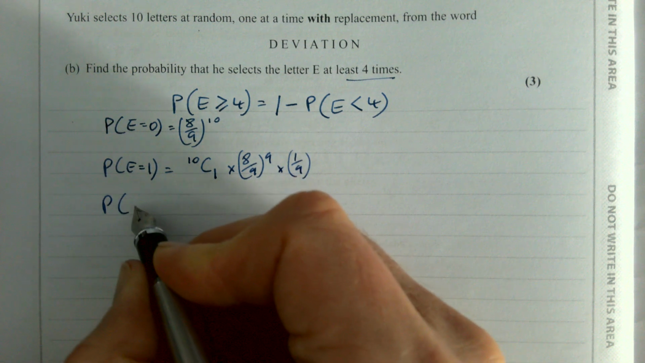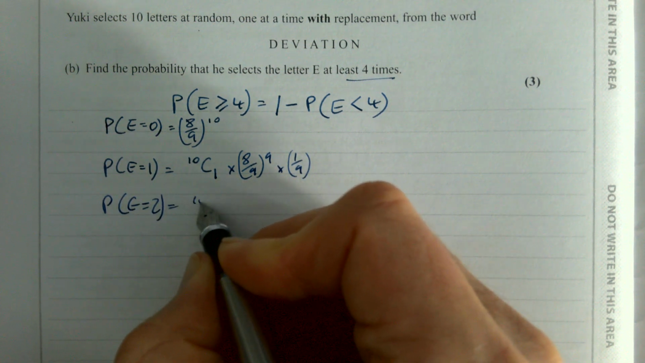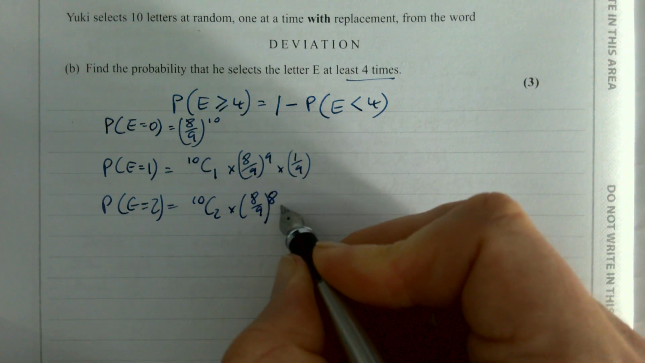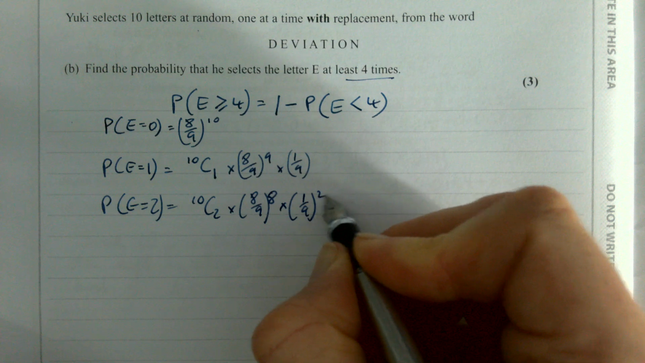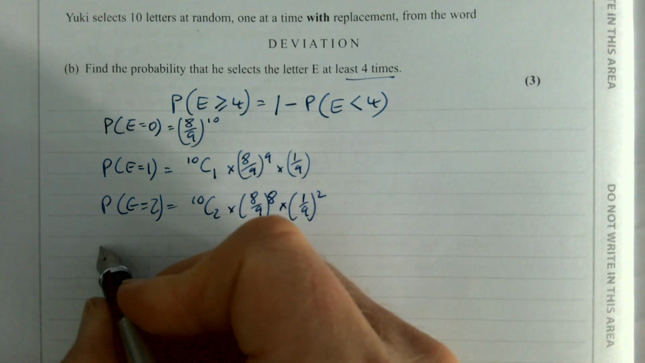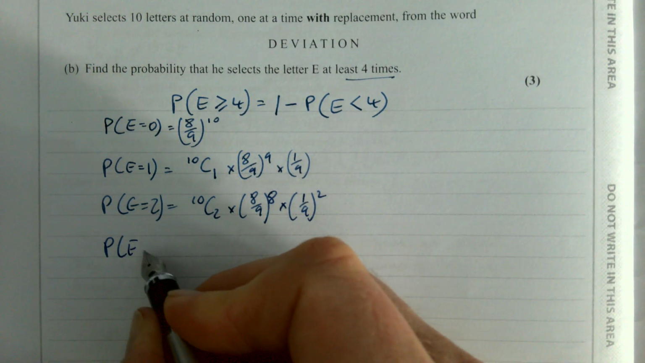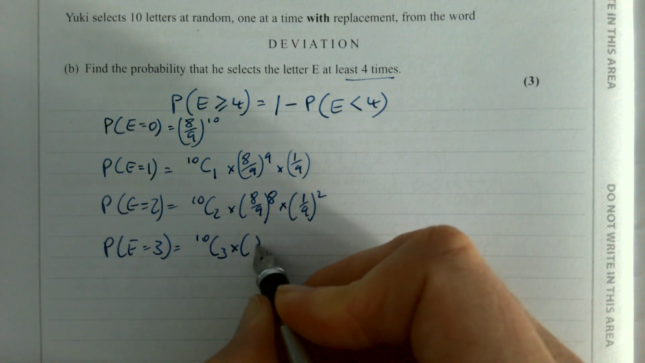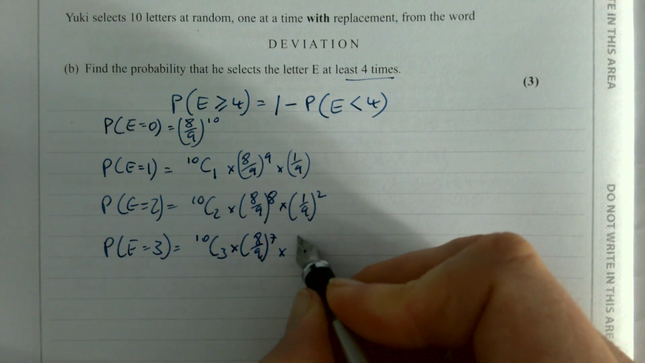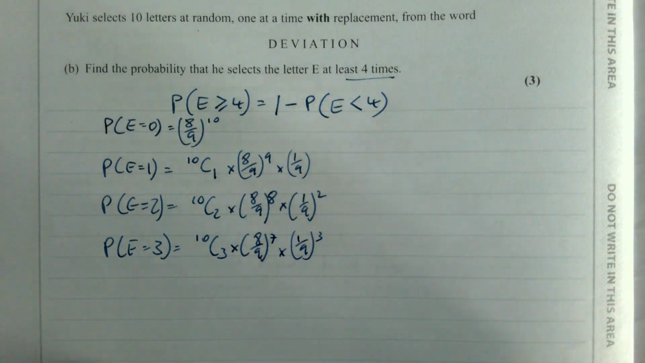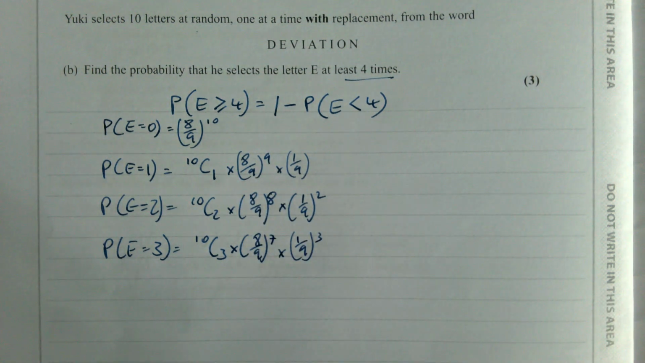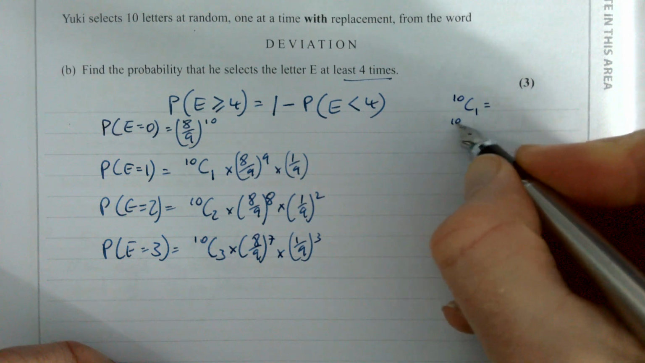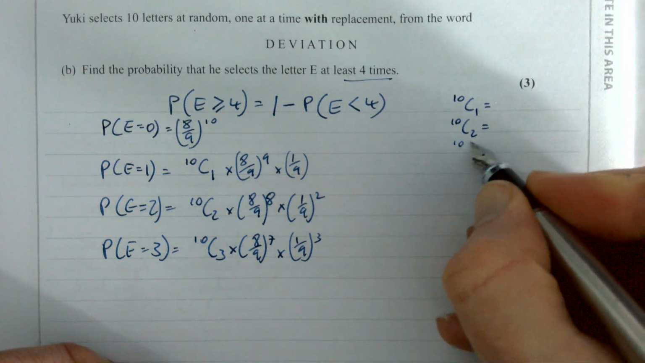Then the probability that E is 2 will be 10 choose 2 times 8 over 9 to the power 8 times 1 over 9 squared. And then the probability that E is equal to 3 is going to be 10 choose 3 times 8 over 9 to the power 7 times 1 over 9 to the power 3. And we need to then add all of those probabilities together. Now I think the first thing I would do would just be to sort out my 10 choose 1, 10 choose 2, 10 choose 3.